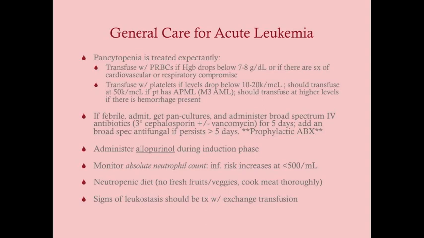Patients should be transfused with platelets if they drop below 10 to 20 microliters, and patients who have M3 AML, the promyelocytic leukemia, they should be transfused if they go less than 50,000 per microliter, but you definitely want to maintain them at a level greater than 20,000 platelets per microliter. And if you have a patient that's got present hemorrhage, so CNS hemorrhage, GI hemorrhage, then you want to maintain them at even higher levels.